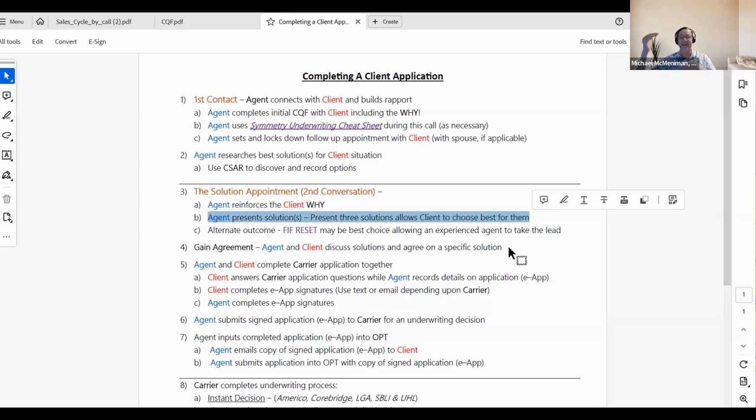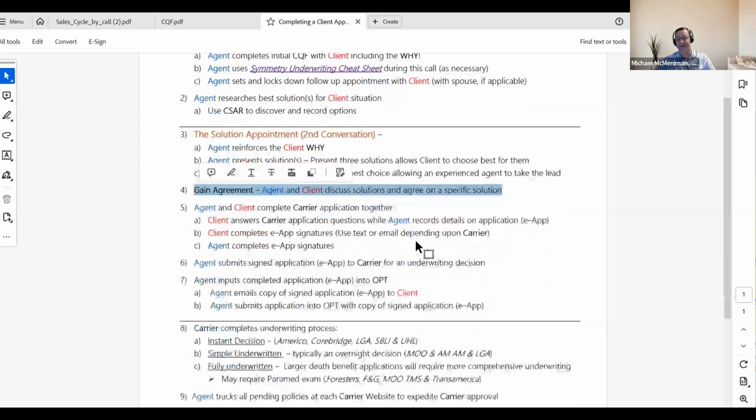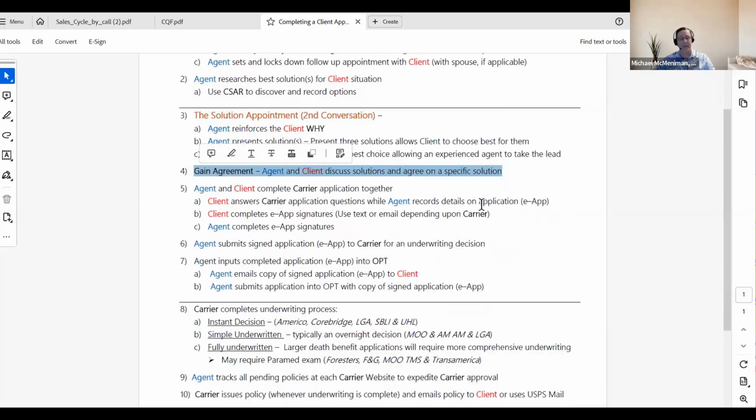But the goal is to get them to pick a solution that solves their problem, satisfies their why, in an amount that they can keep paying. That's a good decision that they've made. All right. And then in the course of that conversation, when you present those 3 options, what you're striving to do is to gain agreement. Once you've got that agreement, all that's left is all about the application.